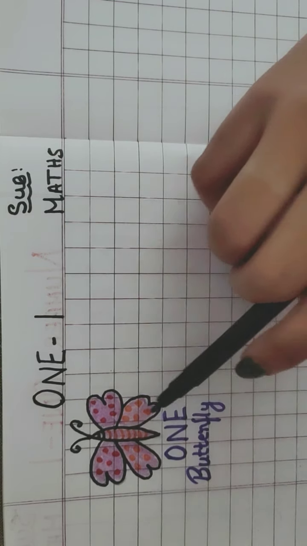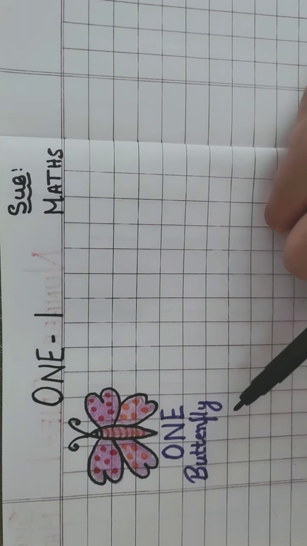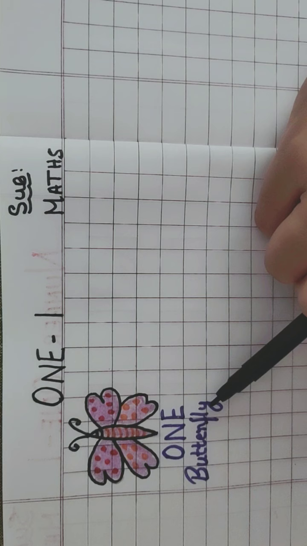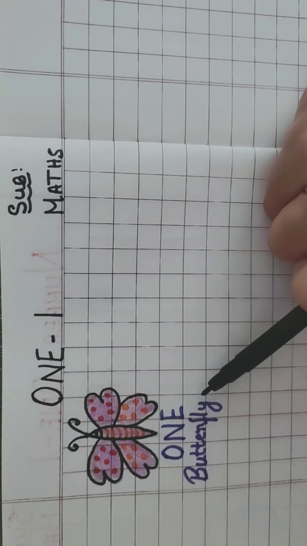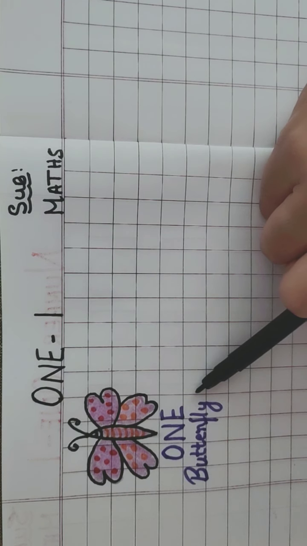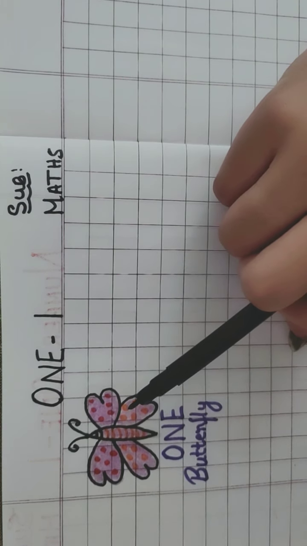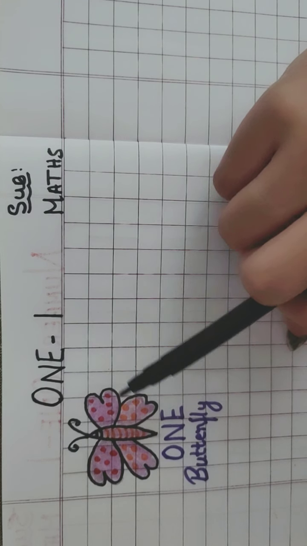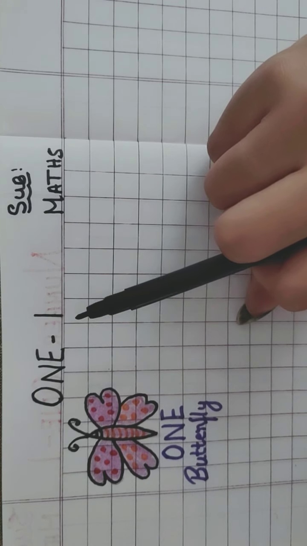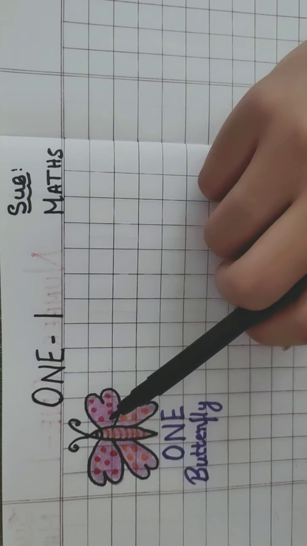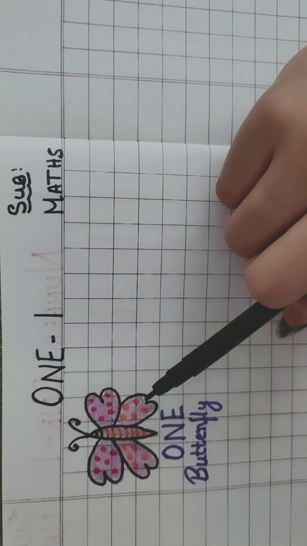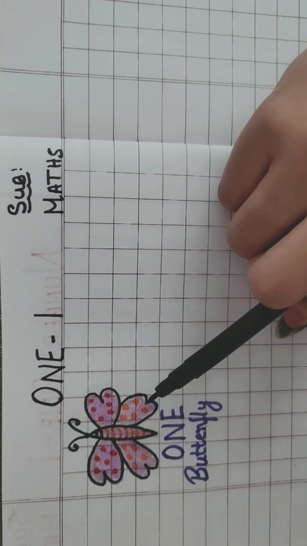Now, tell me, what is this? Wow, this is a butterfly. ये क्या है? Butterfly. कितनी butterfly है बच्चों? Only one. कितनी butterflies है? One butterfly. Okay. We have only one butterfly. So today we will learn how to write 1.